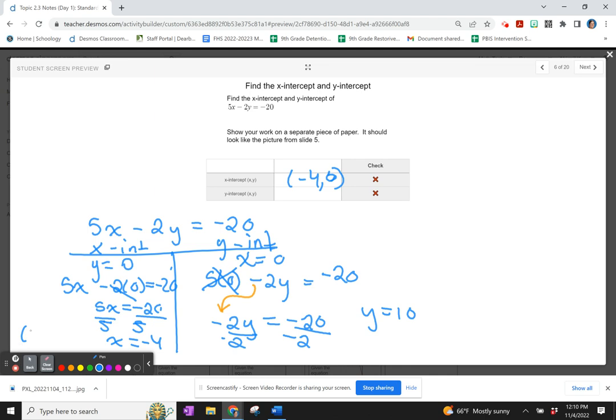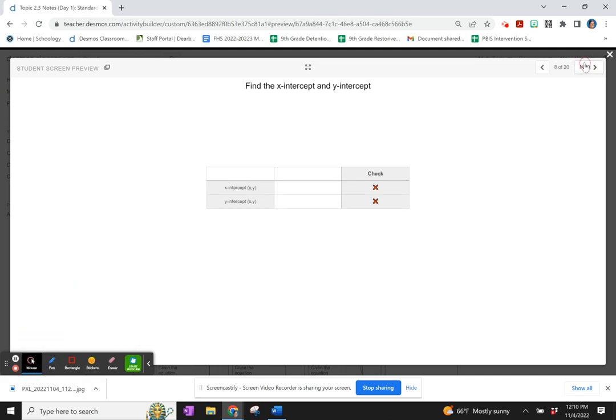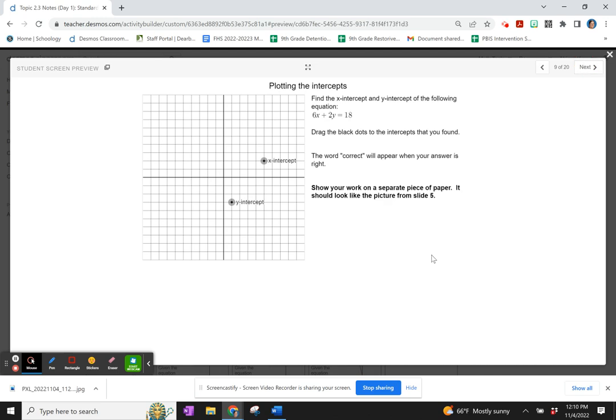Again, if you need to write it down here, that's the x-intercept, and then the y-intercept is its own. So then it's (0, 10). Now you're going to do the exact same thing for slide 7 and slide 8. But slide 9 is kind of getting you into where we're going. So here's the equation, and we're going to find the x-intercept. And that's when y is 0.